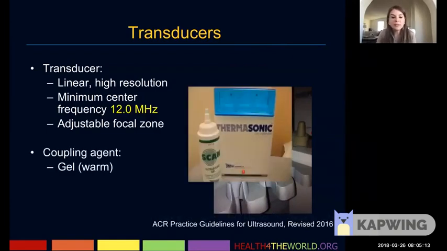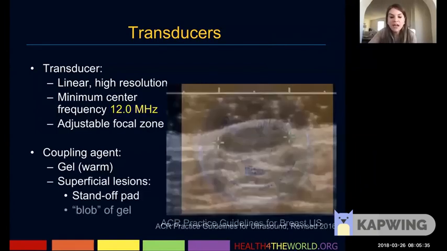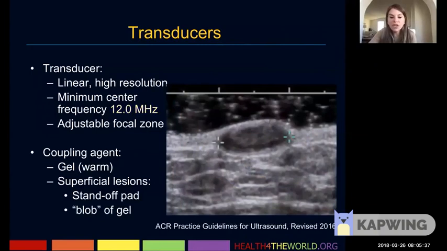You want to use a coupling agent such as gel if possible. You can get these little machines that keep your gel warm so that it's not so upsetting to the patient. You're not dumping cold gel on her, but we keep our gel in these little machines that just keeps it warm just for patient comfort. For very superficial lesions in the breast, these standoff pads are available. However, a nice blob of gel is easy to create the same effect as these standoff pads.